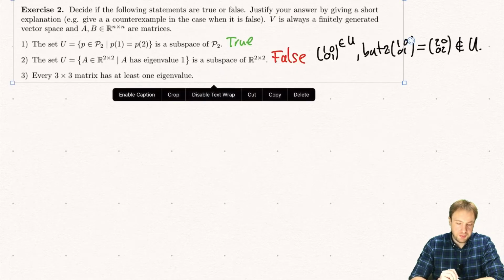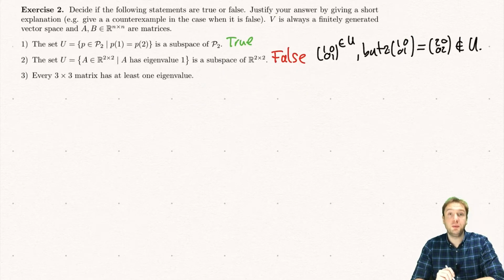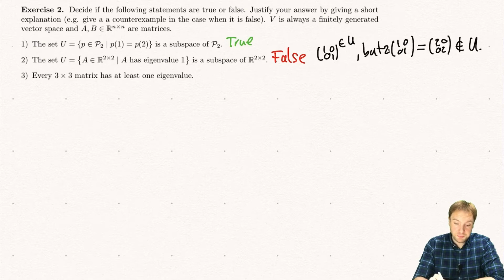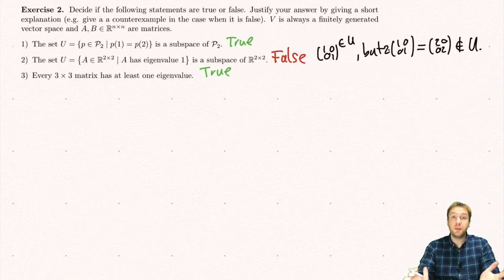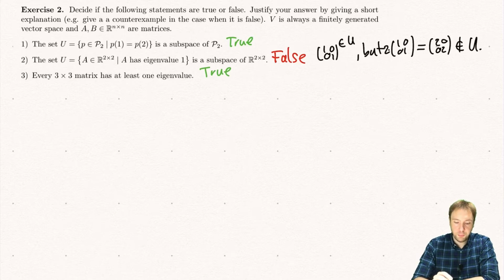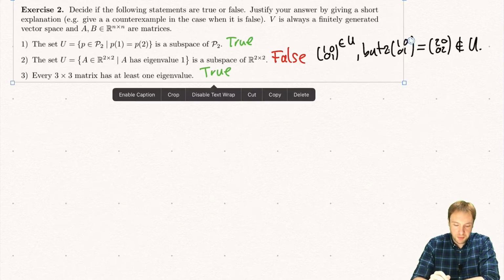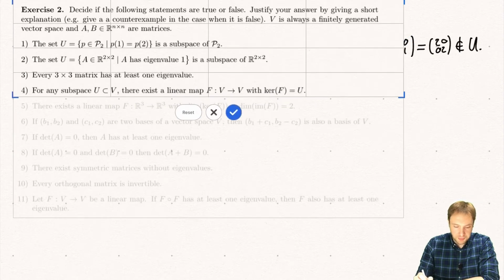And third statement, every 3 by 3 matrix has 1 eigenvalue, and this is true, because the characteristic polynomial of a 3 by 3 matrix is a polynomial of degree 3, and every polynomial of degree 3 has at least one real zero. And therefore we have a real eigenvalue. So this I will not write down.